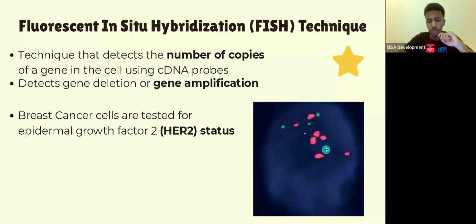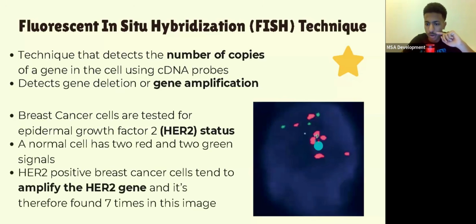Normally, you're supposed to have two reds and two greens. If you have more than that, there's gene amplification. If you have less than that, you have gene deletion. And with HER2 positive breast cancer, the breast cancer cells tend to amplify the HER2 gene, and therefore we can see it a lot over here. We have seven red dots, which means we have seven HER2 genes present, okay?